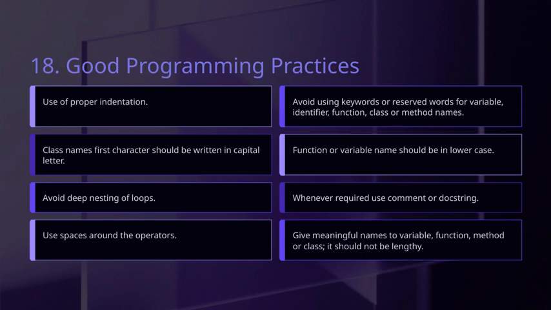This consistency makes your code cleaner. Whenever you need to add explanatory notes, use comments or docstrings. They help clarify your code's purpose and make maintenance easier. Lastly, give meaningful names to variables, functions, methods, and classes. But be careful not to make them overly lengthy. Clear, concise names improve understanding without cluttering your code.